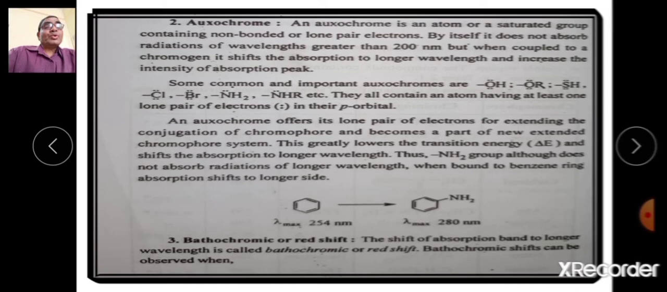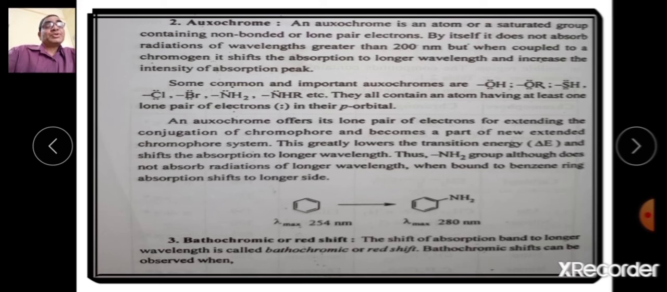And this greatly lowers the transition energy, that is the delta E. Yes, we have seen in the last topic what is the delta E, that is the difference between the two energy levels, which is a transition energy, excitation energy. And as delta E is less, it shifts the absorption to the longer wavelength. Thus, the primary NH2 group, although it does not absorb radiation of longer wavelength, when bonded to a benzene ring, its absorption shifts to the longer side.